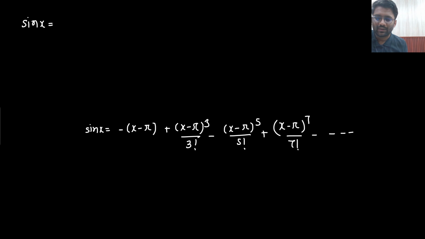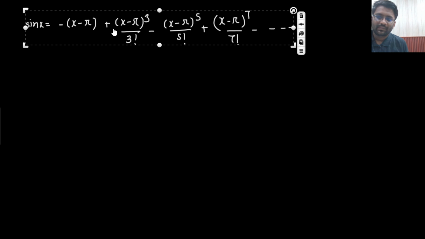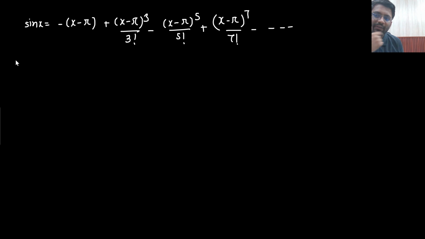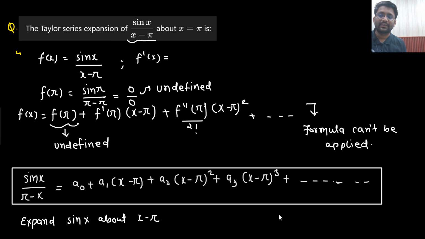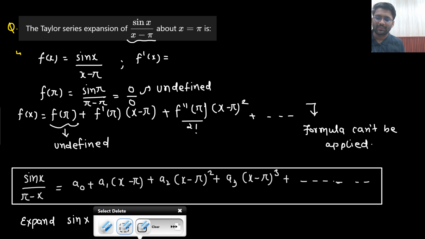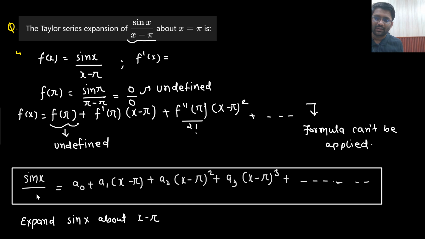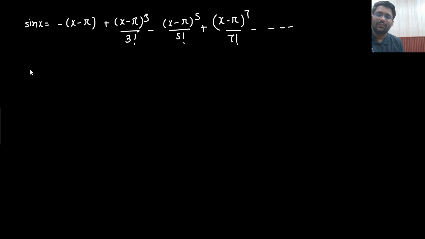So this is the answer you get. Now what do I do? In this equation, on both sides, I simply divide by x minus pi. It is x minus pi. So on both sides, I divide by x minus pi.